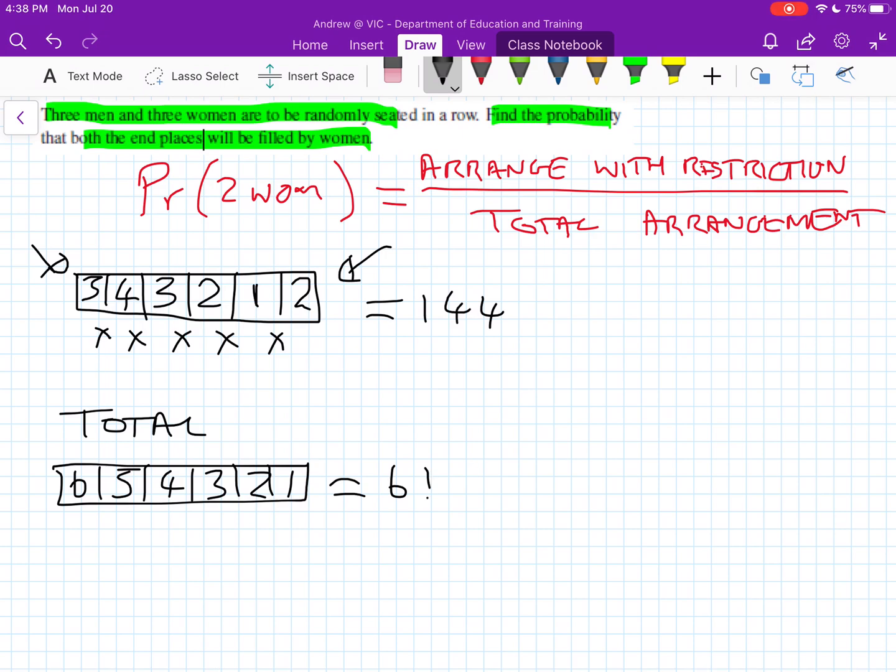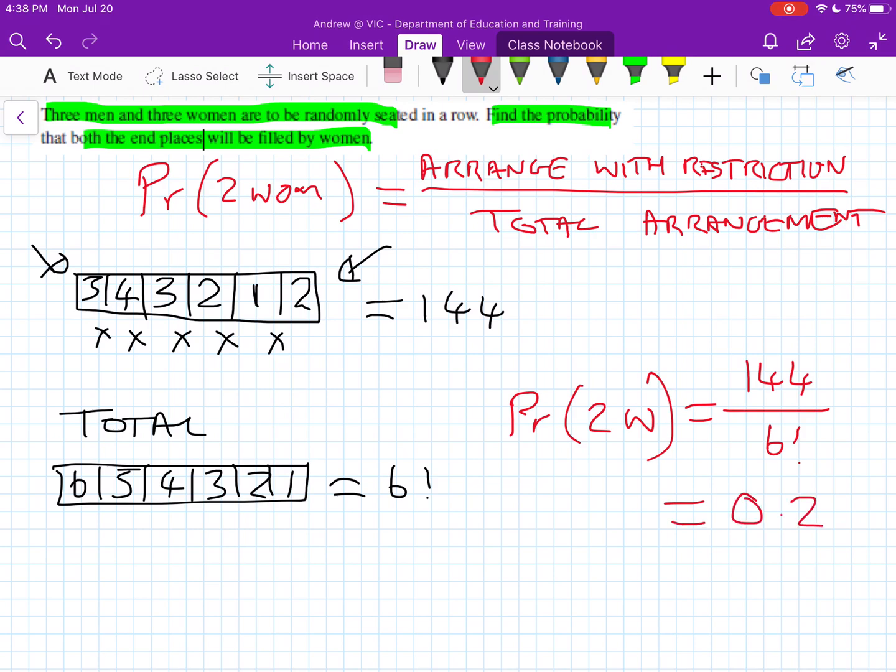So our probability that there's 2 women sitting at the ends, I'm just being short with that in writing, is going to equal 144 that we worked out before over 6 factorial. And then this ends up being 0.2 or 1/5. So this is how you go about it.